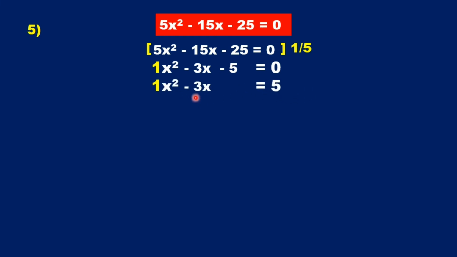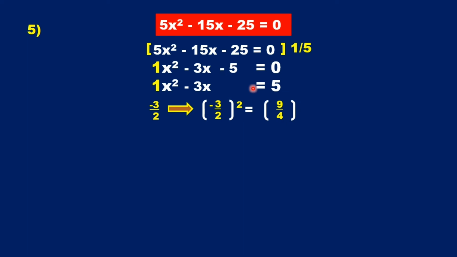So the x term coefficient here is negative 3. We divide it by 2 and square it. So negative 3 divided by 2, make it as is, just square it. So negative 3 halves squared is equal to 9 over 4.